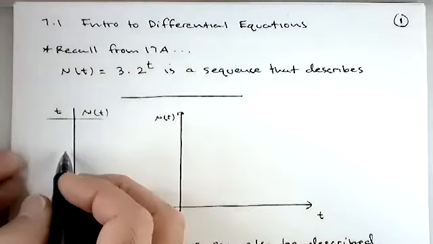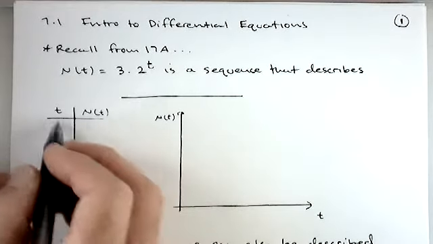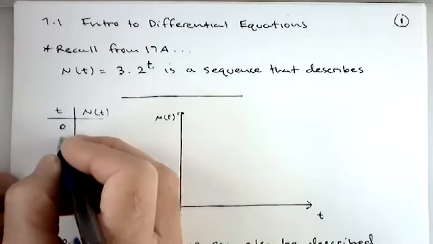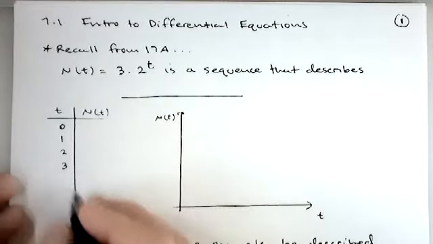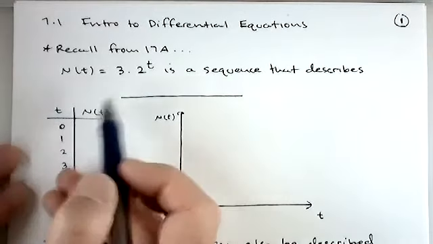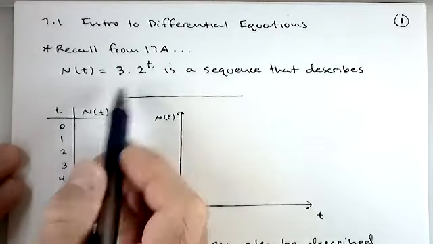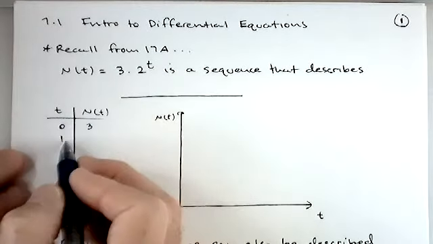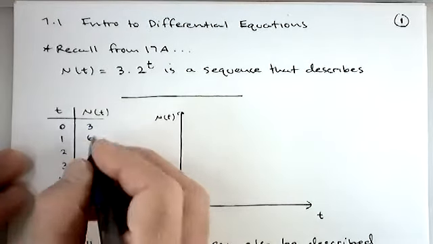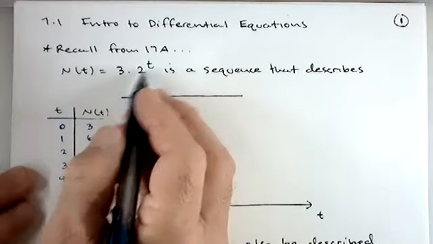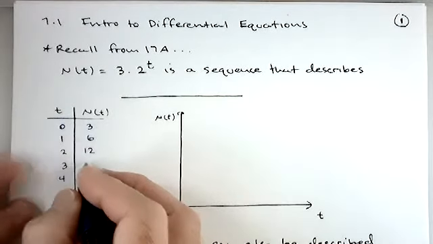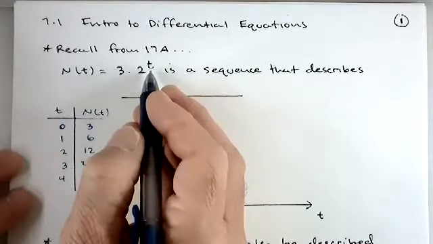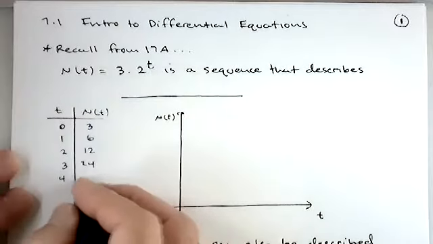In fact, let's just generate some of those terms. So we would start with like, well, we could start with 0, I guess, and then go 1, 2, 3, 4, let's say. And if I just plug this in, 2 to the 0 is 1. That says my population starts off at 3. When t is 1, that's 3 times 2 is 6. When t is 2, it's going to be 2 squared, so that's 4. This would be 12. This will be 8. That's 24. And then 2 to the 4th is 16 times 3 is 48.